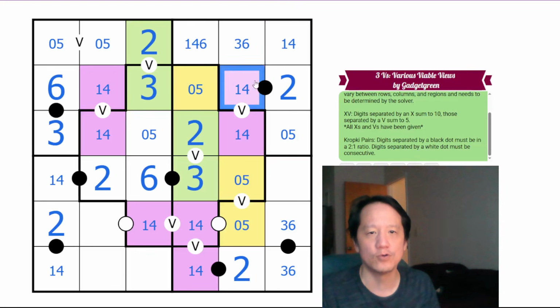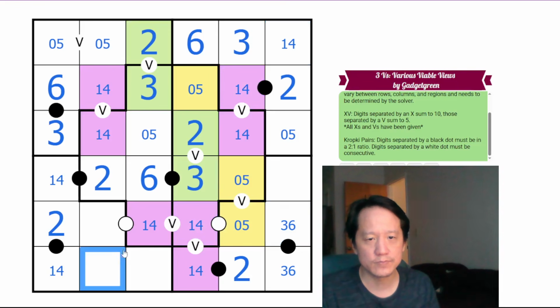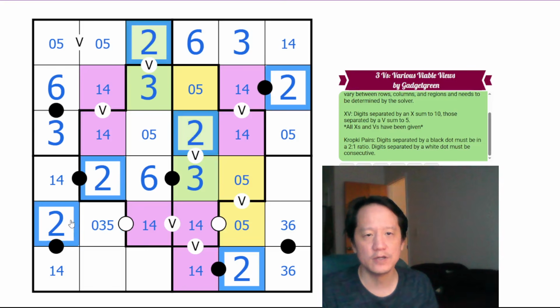We have 1, 4 as a pair in this upper right-hand region, which eliminates 1 and 4 in the rest of the column or the region. This can't be 1 or 4, it's 6, which makes this 3. So we have 1 or 4 here. 1 and 4 can be consecutive with 0 or 5. And 4 can be consecutive with 3 here. We know this can't be 2 because of 2 in the region. Also, we have 6 2s.